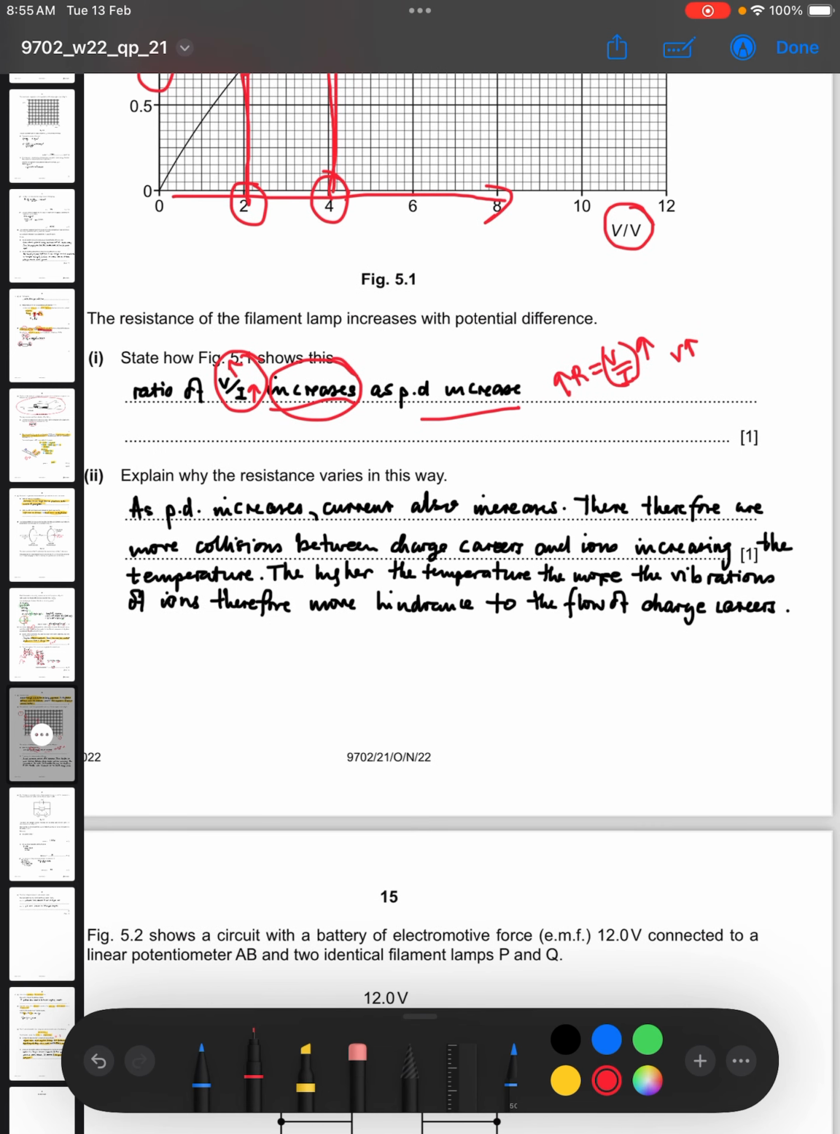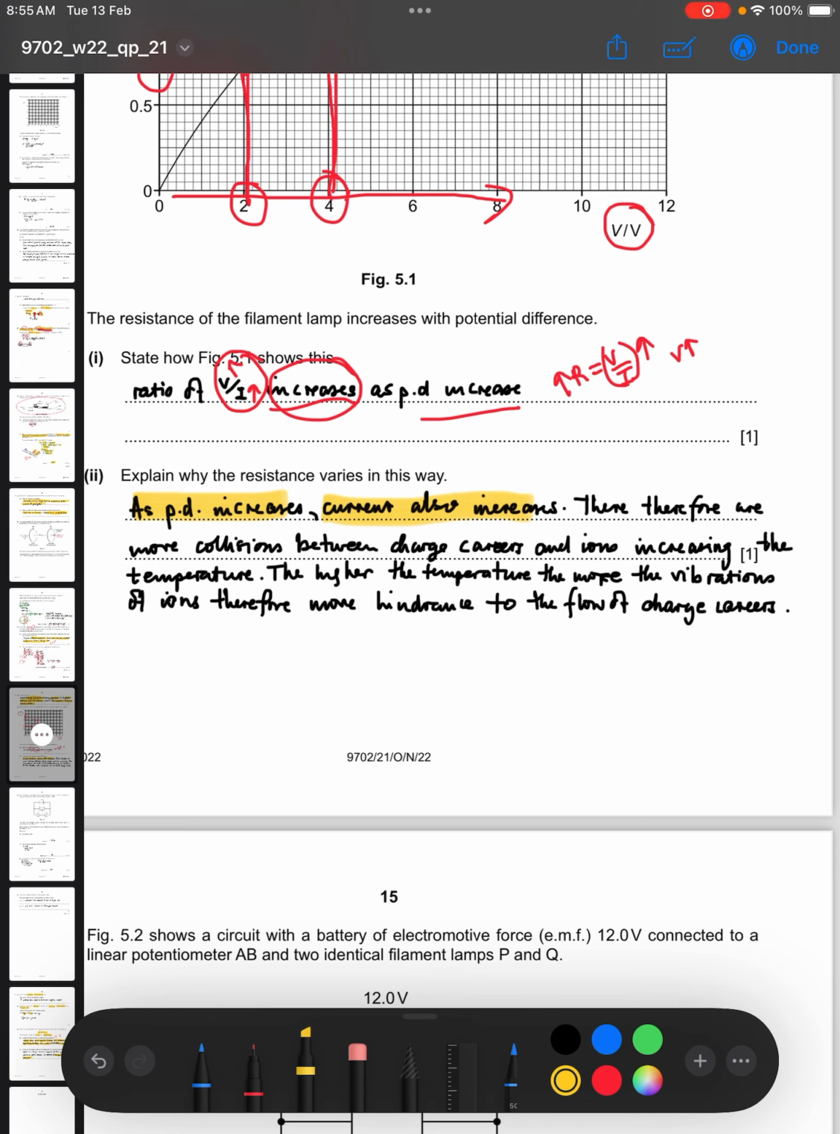The reason is this: as the PD increases across the lamp, current also increases. It's only natural. If potential difference increases, then the current flowing in the filament lamp has to increase. There therefore are more collisions between charge carriers and ions. If there's more current, there's more charges flowing, because there's now more potential difference. So more charges flowing means that these charge carriers are going to collide among themselves. They are also going to collide with positive ions that are left in the metal.